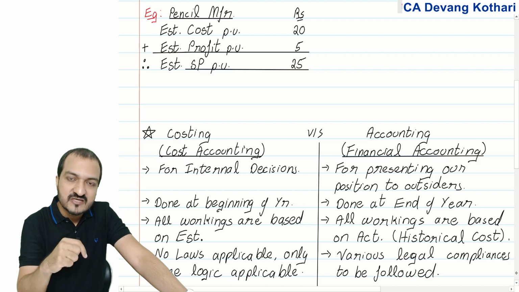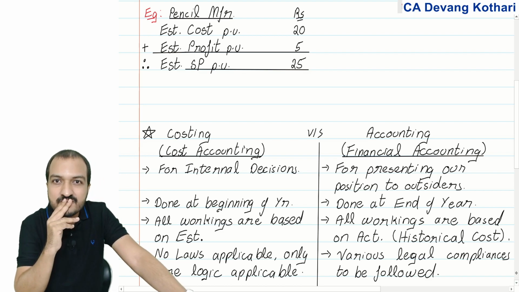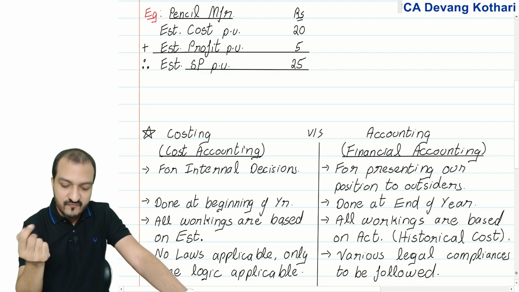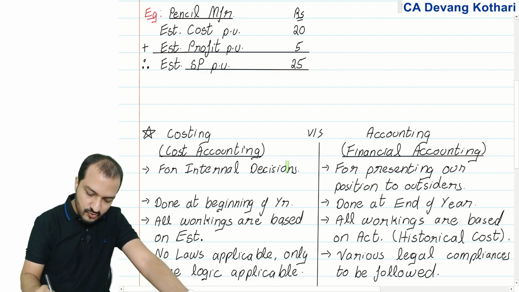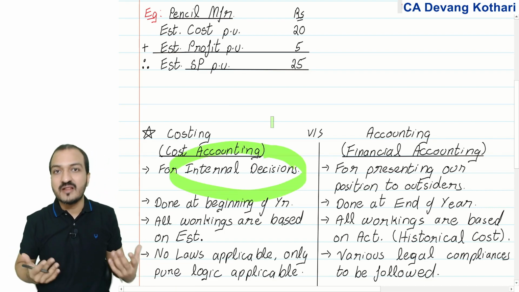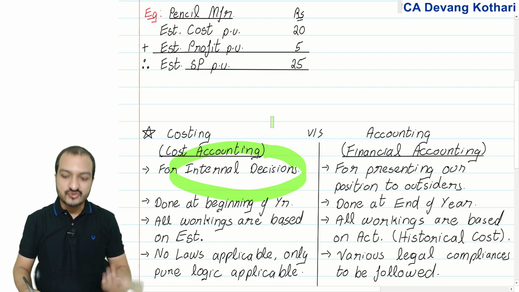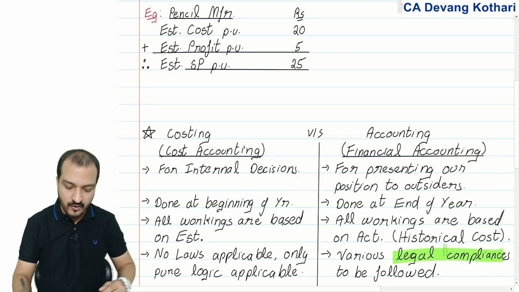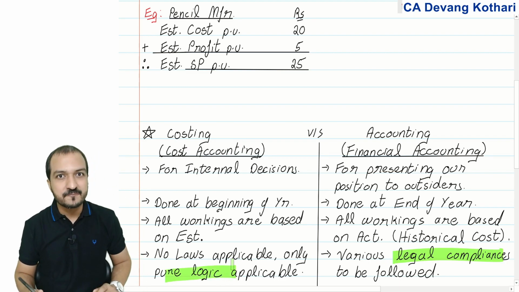Will you lie to yourself that paper was good? Definitely not. When it comes to presenting things to outsiders, you have a tendency to lie. But when it is for internal decisions, you don't have a tendency to lie. You will never lie to yourself. So there is no force of any legal complications, legal compliances to be followed. It is purely based on logic.